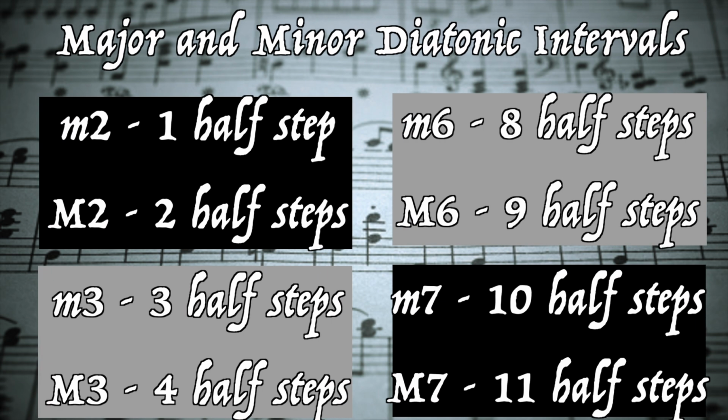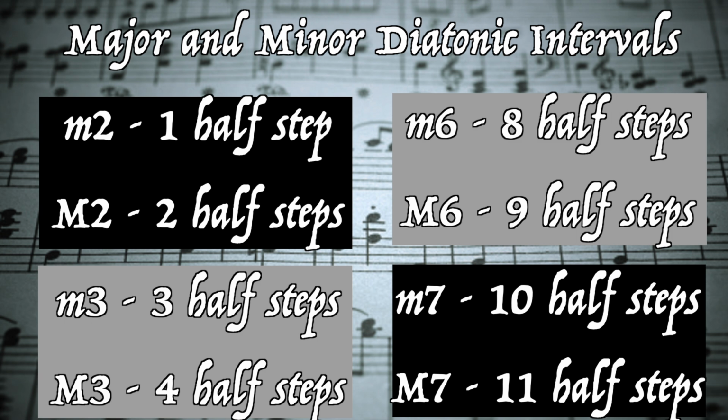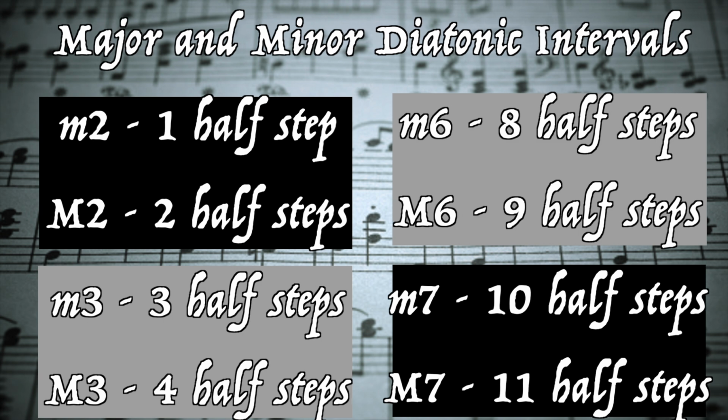Now let's look at the major and minor diatonic intervals. The second, third, sixth, and seventh can be major or minor. Whether an interval is major or minor is determined by the number of half steps it is above the lower note. In general, the major intervals are 1 half step larger than the minor intervals.